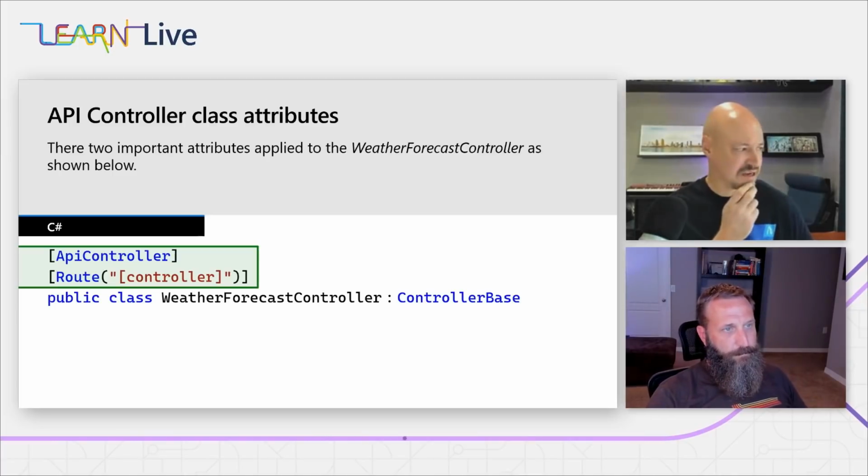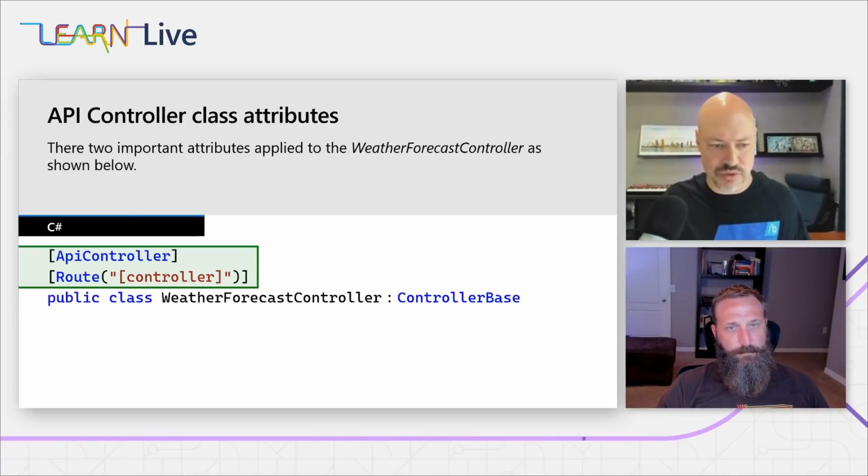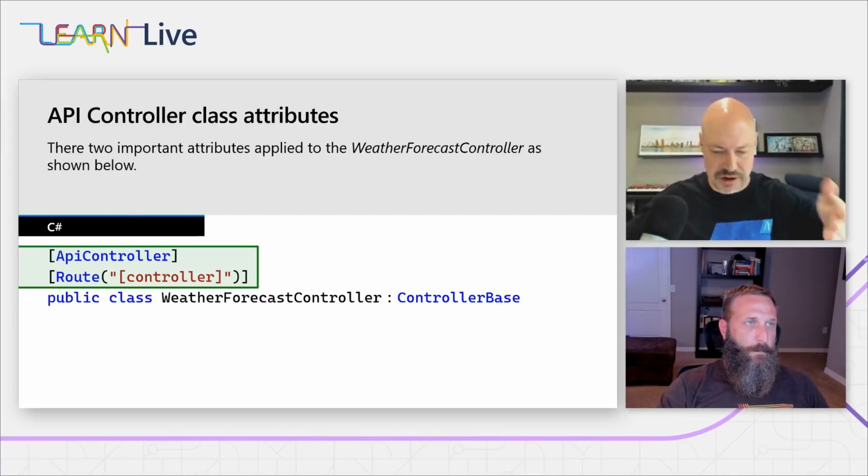And then we've got this Route attribute as well. In your example, you did this weather controller, and it brought us over to the weather controller class.